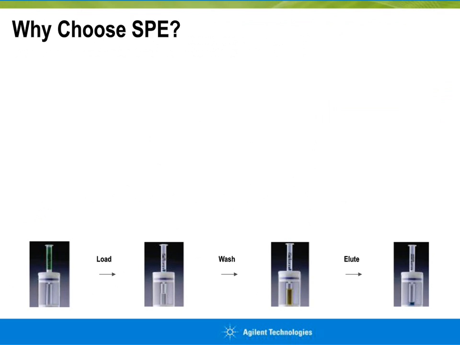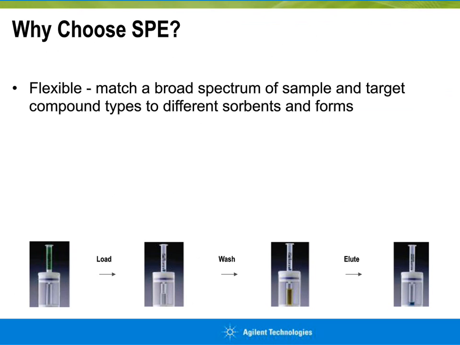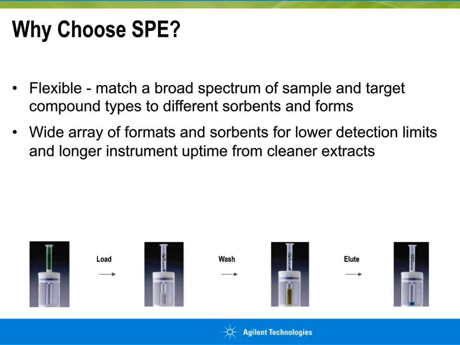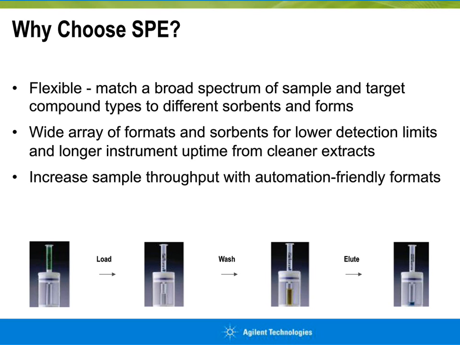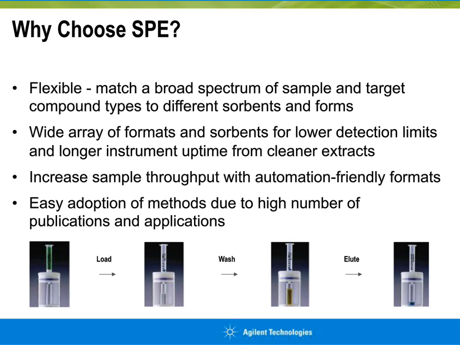So why would you want to choose SPE? Well, first of all, it's flexible. It can match a broad spectrum of sample and target compounds with different sorbents and forms. It has a wide range of formats and sorbents for low detection limits, longer instrument lifetime, and cleaner extracts. Increased sample throughput with automation-friendly formats, and it's really easy to adopt because there are so many publications and applications available that you can use as references.